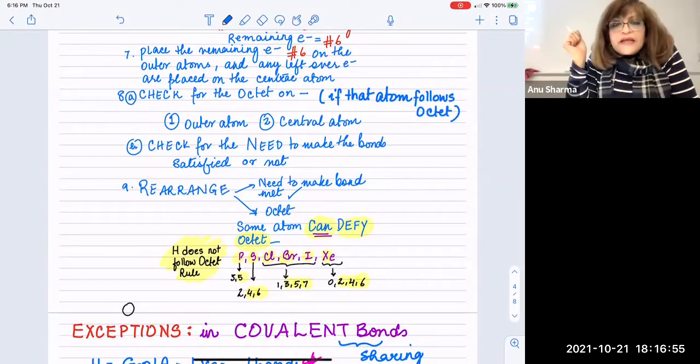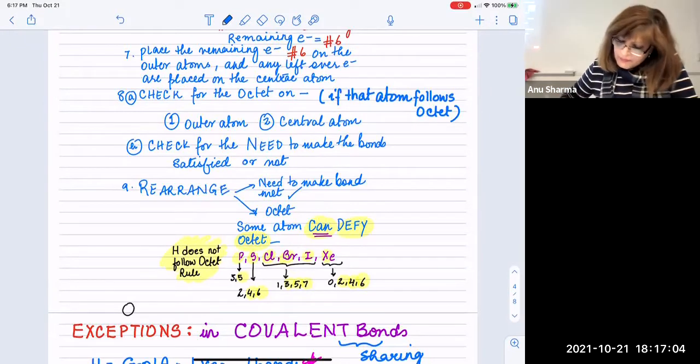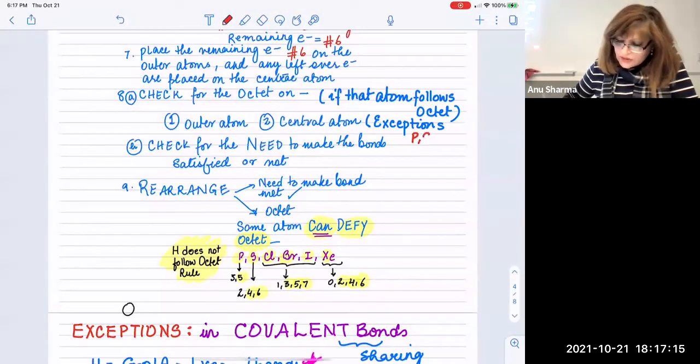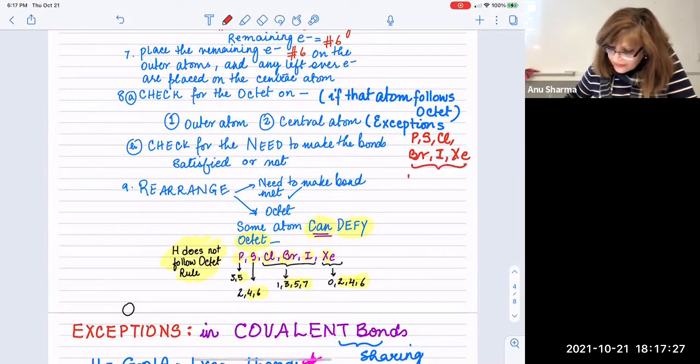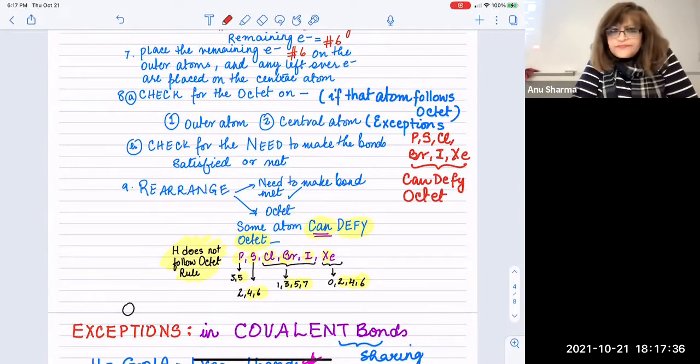Next, you see if the octet of the outer atoms is met, and then you look at whether the octet of the central atom is met. Remember that sometimes there can be exceptions for the central atom, ones that defy the octet, which we already looked at. Phosphorus, sulfur, chlorine, bromine, iodine and xenon can defy the octet, not all the time. So the octet rule may apply and may not apply.